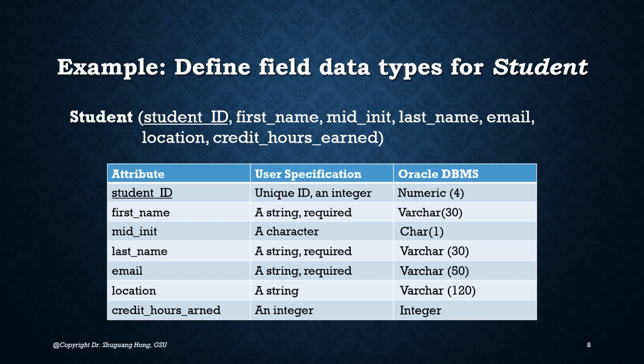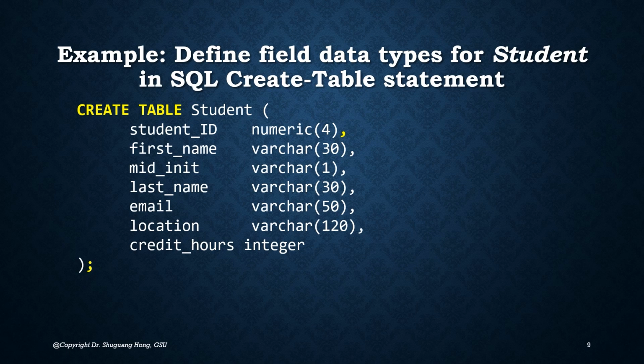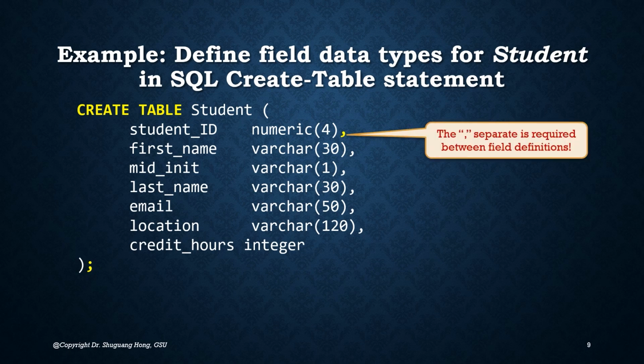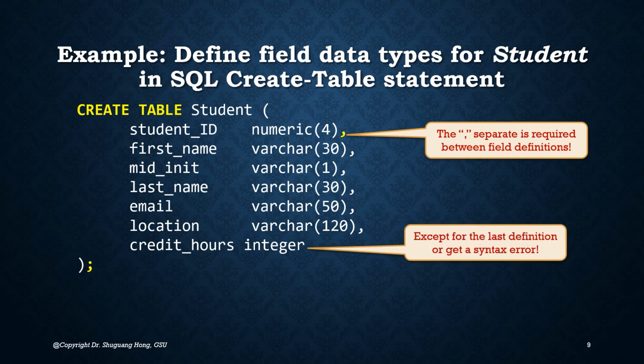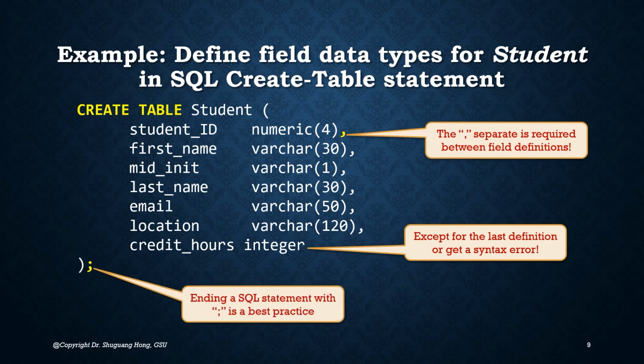After the data type for each field is decided, we can convert the table into a SQL create table statement. Note that comma is the required separator between field definitions. The last field definition should not have a comma. Otherwise, it would cause a syntax error. You should always end a SQL statement with a semicolon. We usually save multiple SQL statements in a script file. The habit of using a semicolon to end each SQL statement can reduce syntax errors.